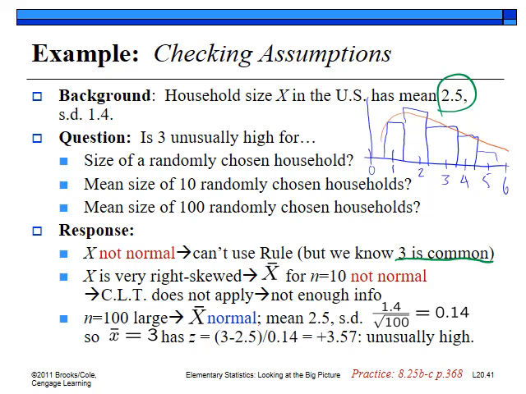100, though, that's going to be big enough. So the sample means would be distributed in such a way that the center, the mean of the sample means, would be 2.5. That's the same as the mean in the population. The standard deviation would be the standard deviation in the population divided by the square root of the sample size, which gives us 0.14. So if we standardize this value of 3, we get 3 minus 2.5 in the numerator, divide by this new standard deviation for the sample means, and we get a z-score of 3.57. That is crazy high.